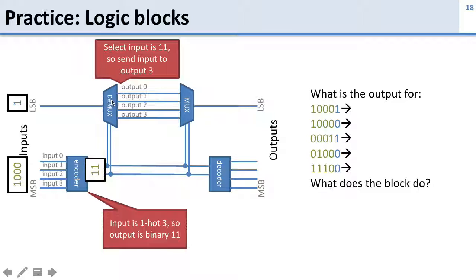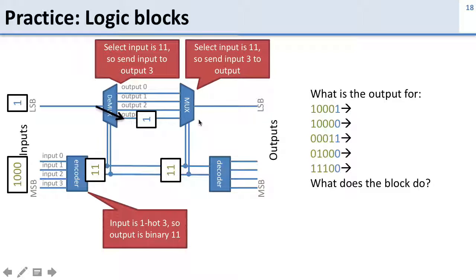Now, this demux is getting an input of 1 1, so it's going to select output 3. So it's going to take that 1 and send it to output 3. This 1 is now going to be on this wire. Now this same 1 1 goes along these wires to the mux. And the mux is going to take input 3 and send it to the output. So we're going to get a 1 on the output.